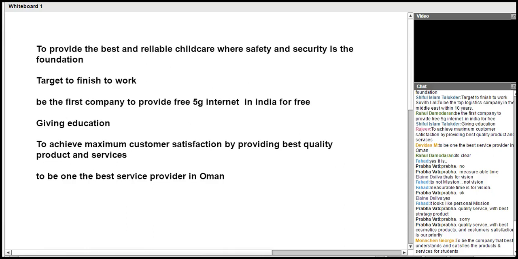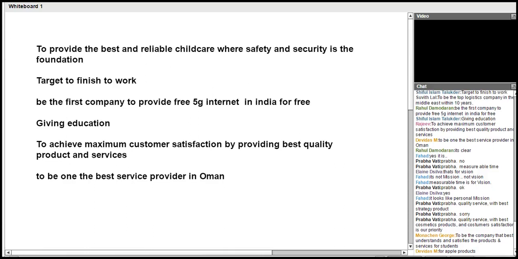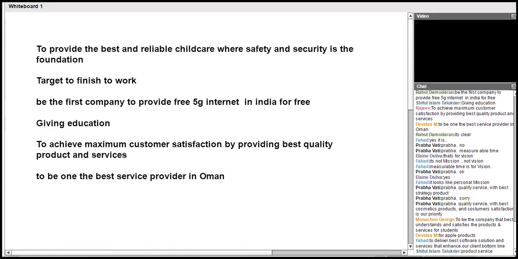To be one of the best service provider in Oman. Okay, service provider, there are many service providers. What kind of service are you talking about? Is it education service? Is it transport service? What is it? You get it? So if you add that to it, for Apple product, okay, that's fine. Okay, I think George was correcting this to be a company that best understands and satisfy the product. Oh, lots of text are coming in.